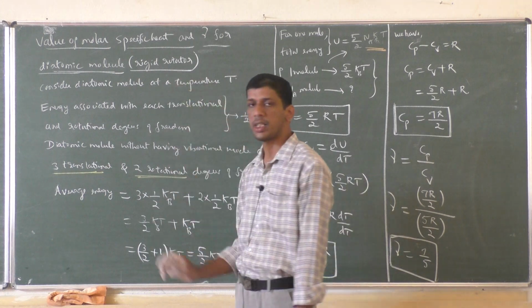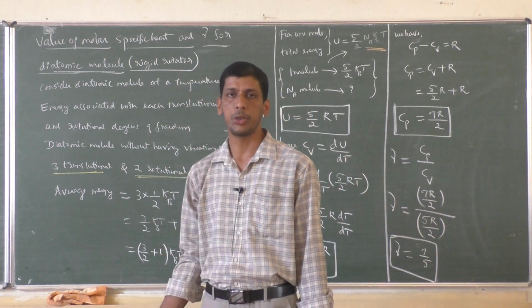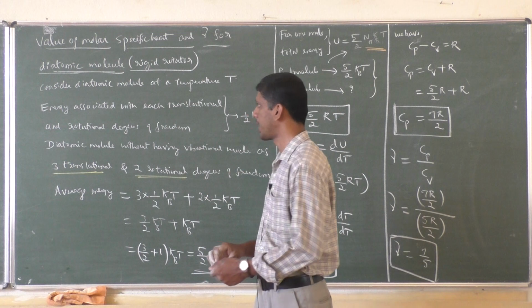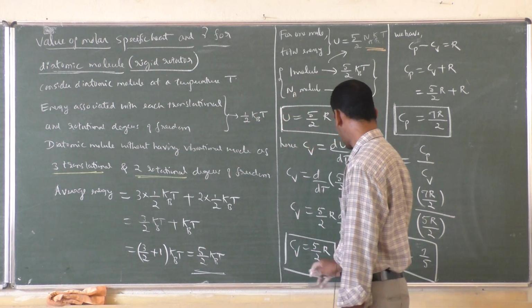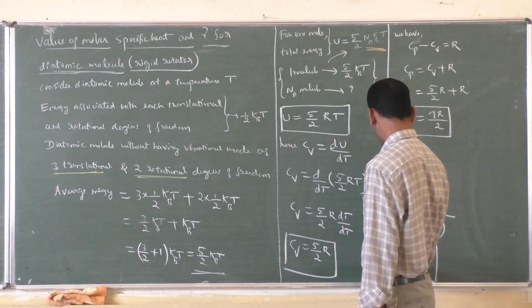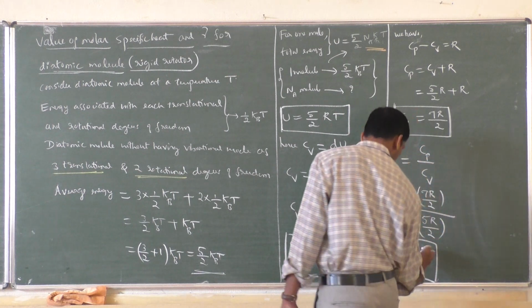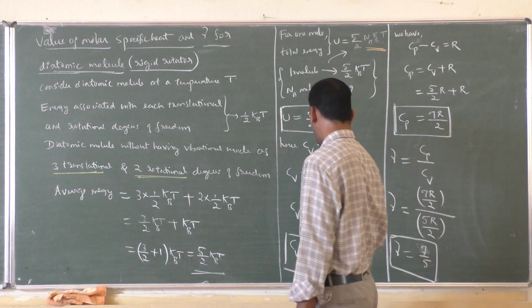Rigid rotator means they do not have a vibrational mode. So H2, N2, these are examples of a rigid rotator. They do not vibrate even at room temperature. So for that, the value of gamma should be equal to 7 by 5. So this is the value of gamma.